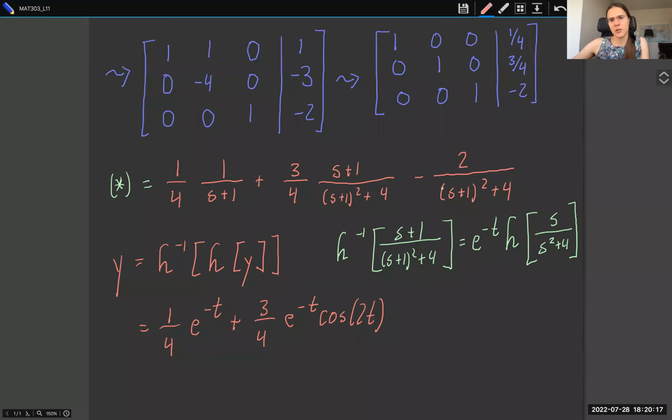Then here we're going to do the transform again. So minus e to the minus t, and then we have 2 over s squared plus 4, and what does that give us? So 2 is the square root of 4. So the sine 2t. Yeah. So that's why I kept the 2 up top there.